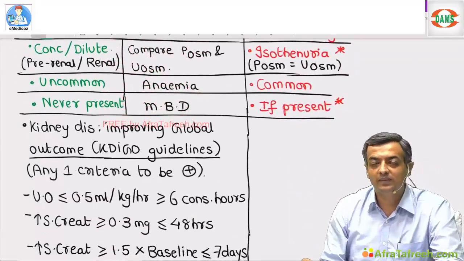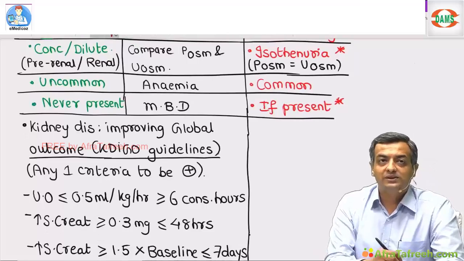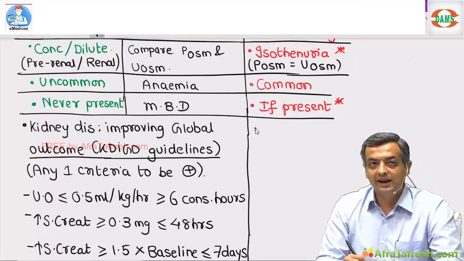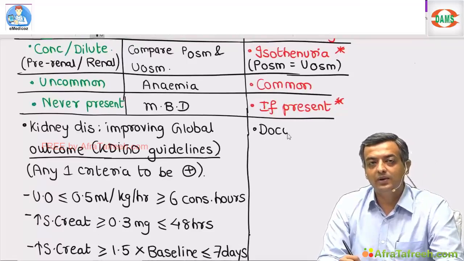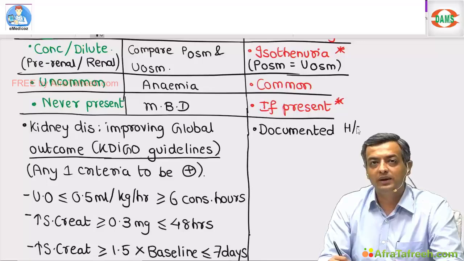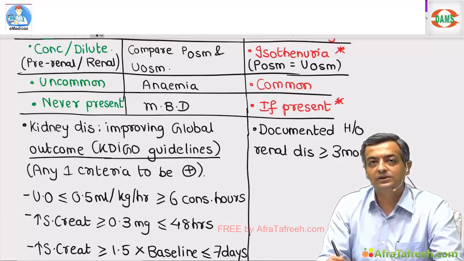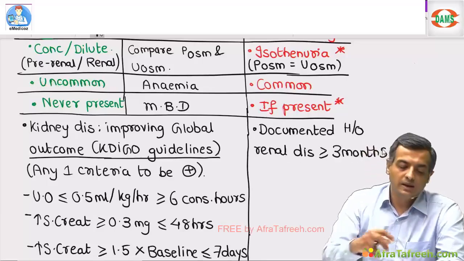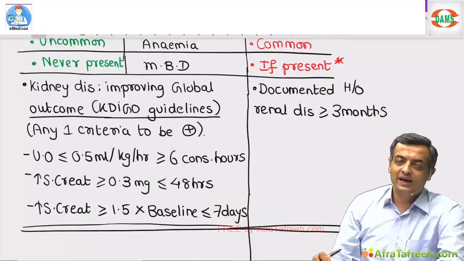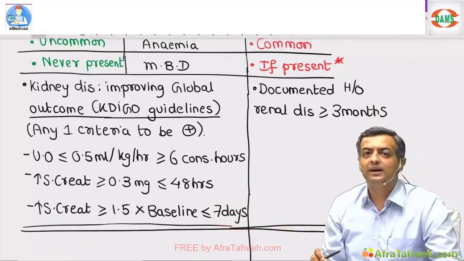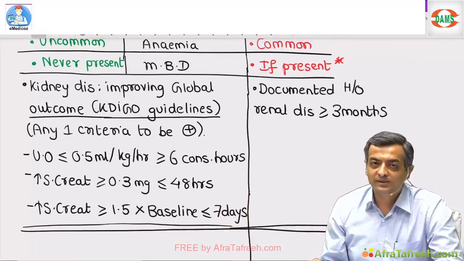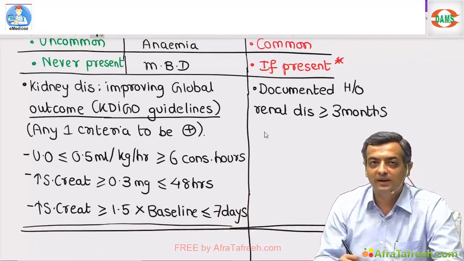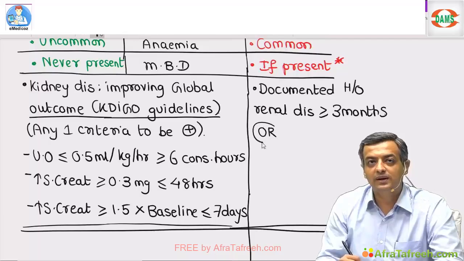To confirm the diagnosis, by definition, ideally you need a documented history of renal disease for 3 or more months duration. So to confirm the diagnosis, ideally you need to have a medical record. But India hai boss, medical records are uncommon in our country. So what is the alternative approach?